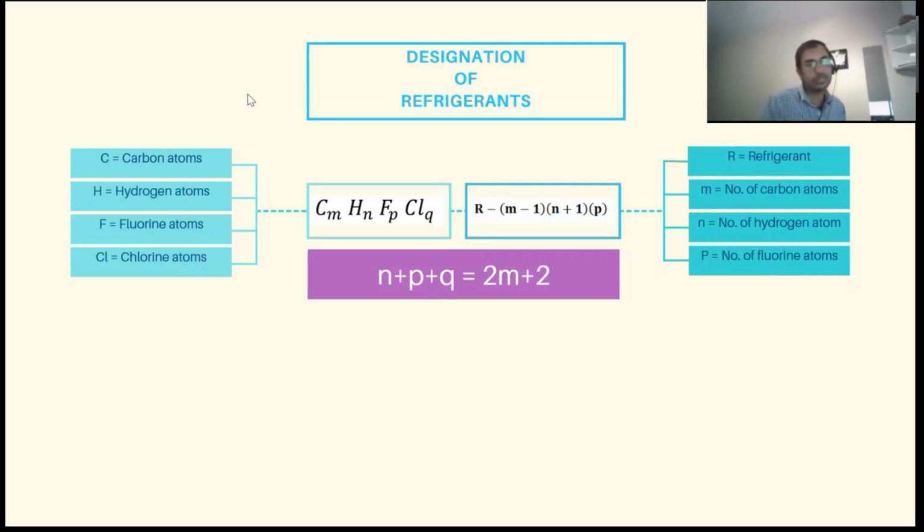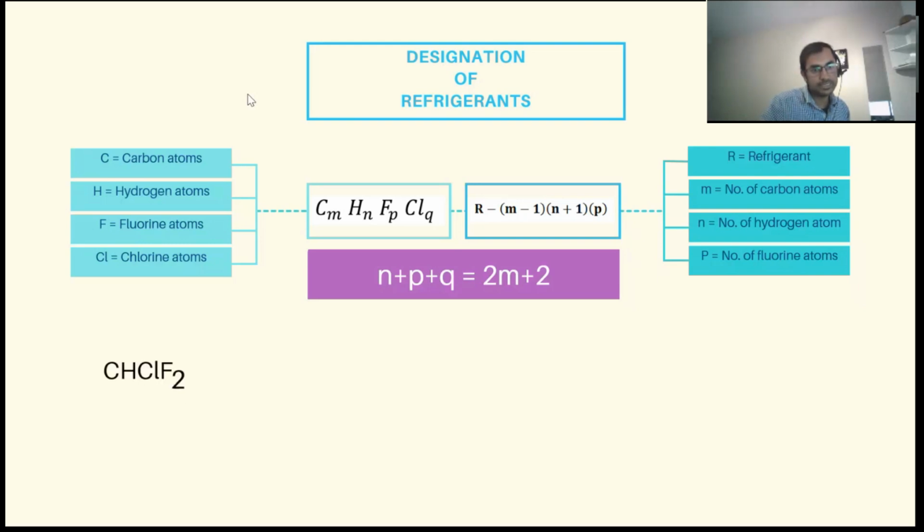And we should keep these things here because many times questions come in competitive exams or certifications on these topics. So if we know this, it is better. We need to keep in mind n + p + q = 2m + 2.